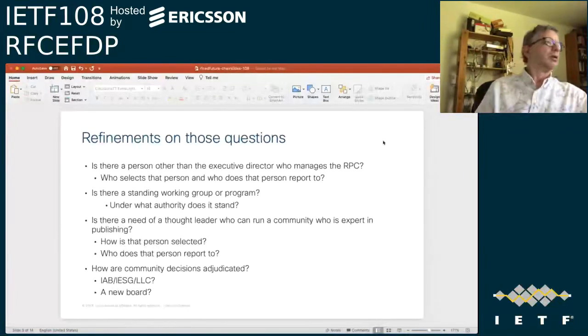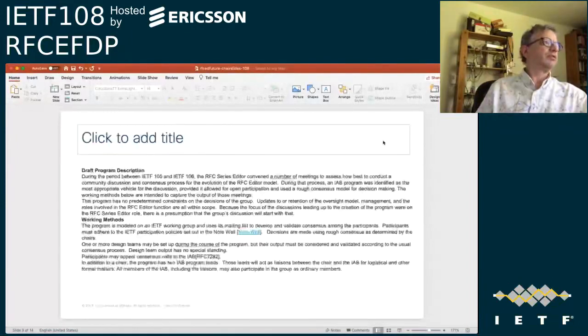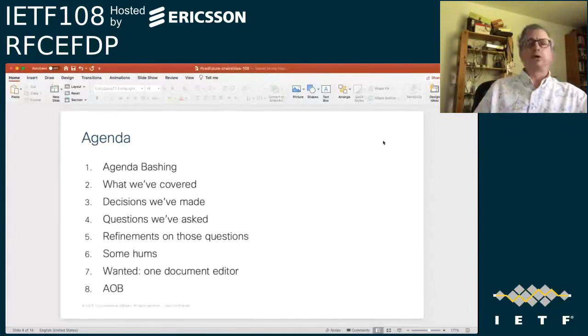Let's see here. Having said that, I just want to back up to the agenda for a moment, because I forgot the top agenda item. Before we go any further, are people comfortable with where we're going? Do people feel the need to bash the agenda further? I'm really hoping not, because this material has been out there, but if you feel the need to, please do.